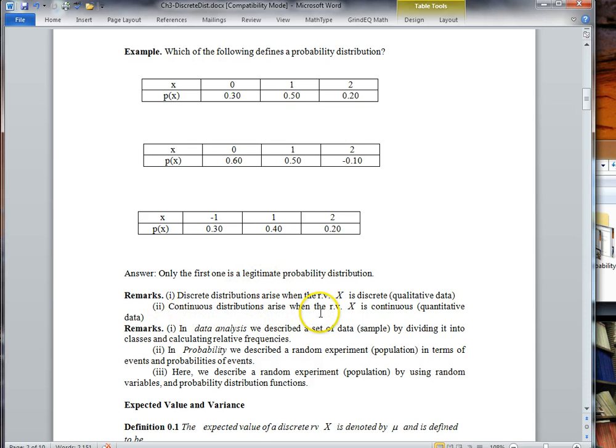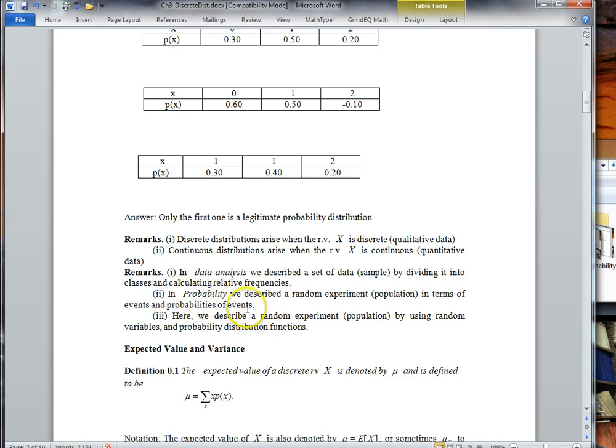Discrete distributions arise when the random variable is discrete, when we're dealing with qualitative data, basically. Continuous random variables arise when the random variable is continuous, or dealing with quantitative data. In the first chapter on data analysis, we described a set of data, a sample, by dividing it into classes and calculating relative frequencies. If you remember, we did some histograms there.